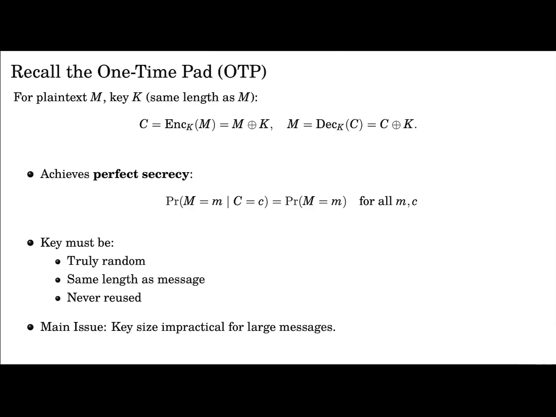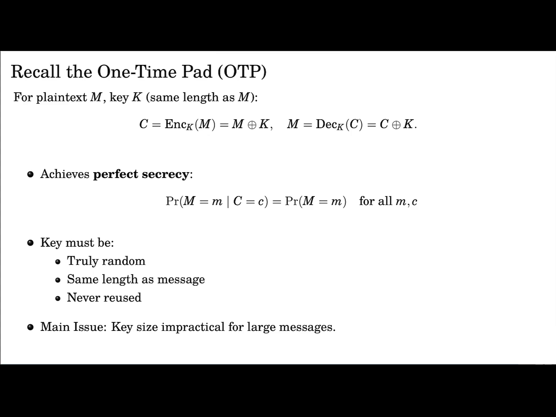Now, we saw that the one-time pad gave perfect secrecy. And what did that mean? That means that seeing the ciphertext does not change Eve's probability distribution for the message. So the probability of any particular message, given that you observe a ciphertext, is the same as when you don't observe the ciphertext. So the ciphertext and the message are independent. So from a theoretical point of view, this is as secure as encryption can be. This is perfect secrecy.